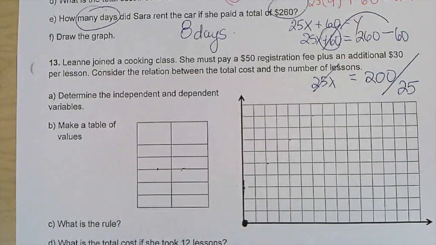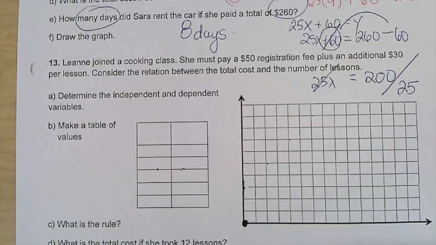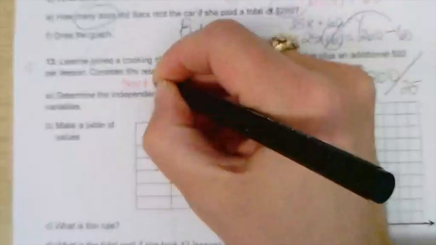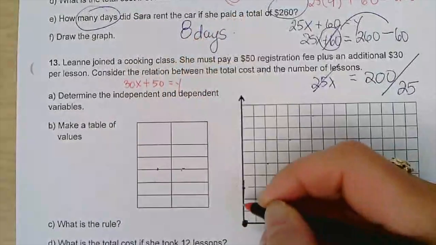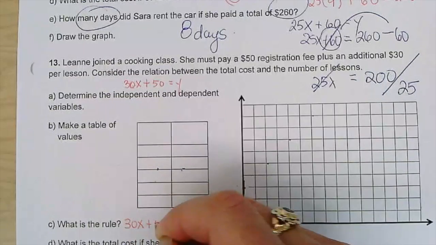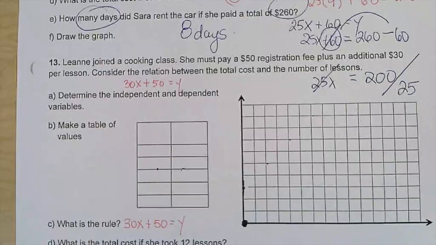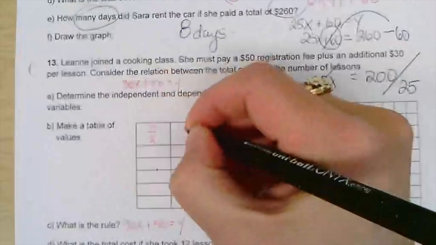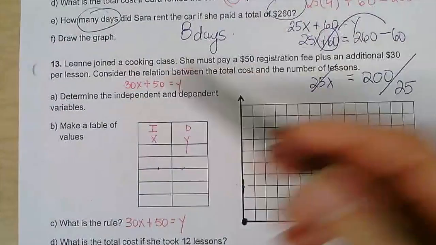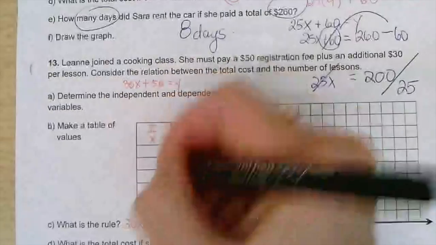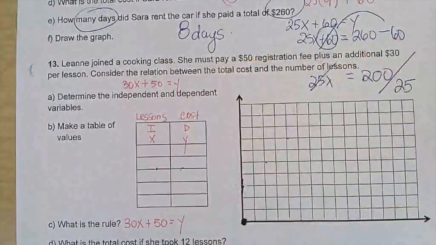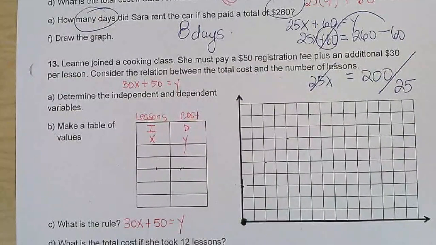So we do 30x plus the initial value. So here's my rate of change. The initial value is 50 equals y. So that's the rule right here: 30x plus 50 equals y. I'm going to make this x, this y. This is my independent. This is my dependent. What are we talking about? We're talking about per lesson. So these are how many lessons, and this is how much it's going to cost me. So it depends on how many lessons I give or take. The cost will be dependent on that.